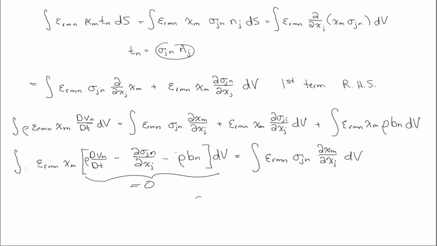So this equation becomes 0 equals ERMN sigma JN. Now, also, what's this thing? What's that guy? No, this is the partial of little xm with respect to the partial of little xj. This had a special name. We used it a few lectures ago, right? It's the Kronecker delta function, right? So that's equal to 1 if i equals j and 0 otherwise, right? It's the identity matrix for 3 by 3.